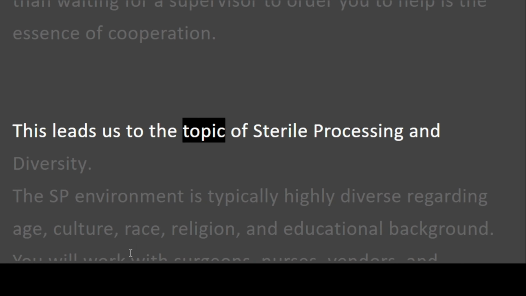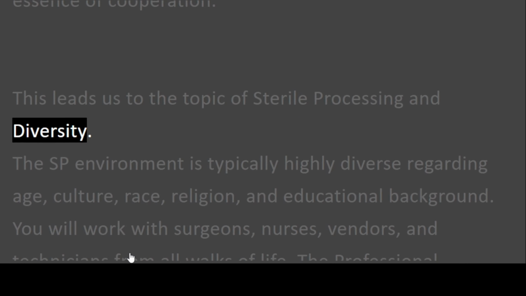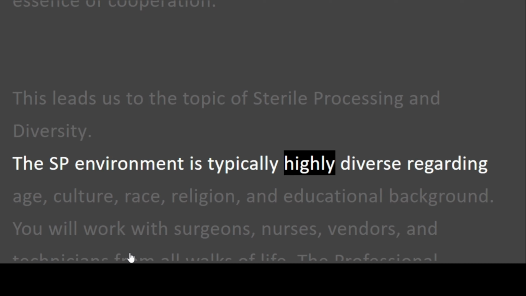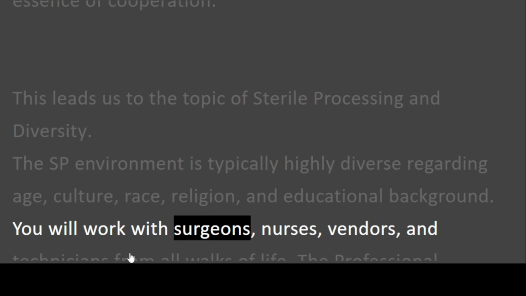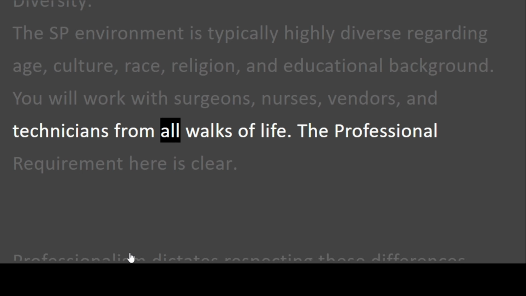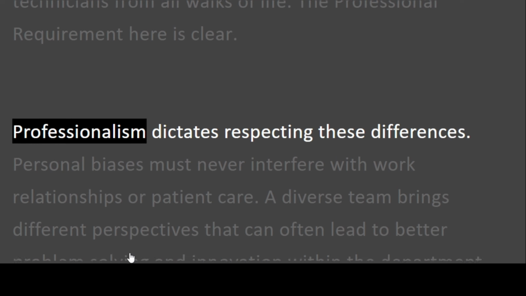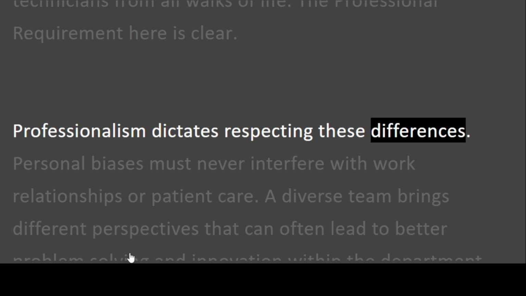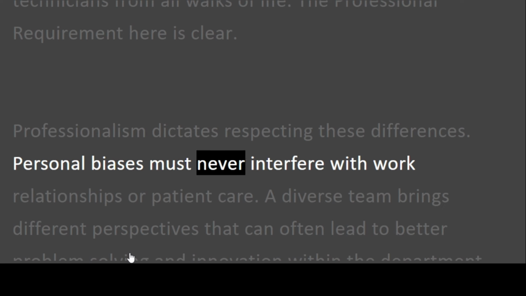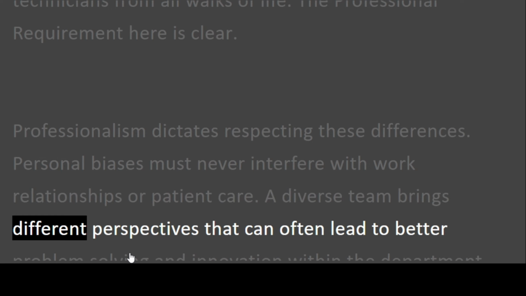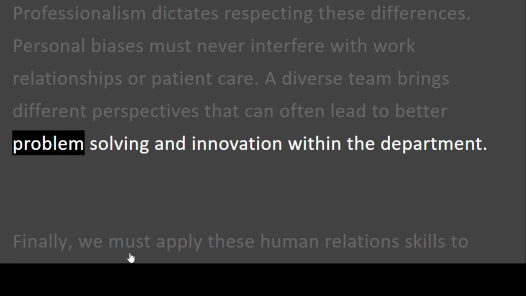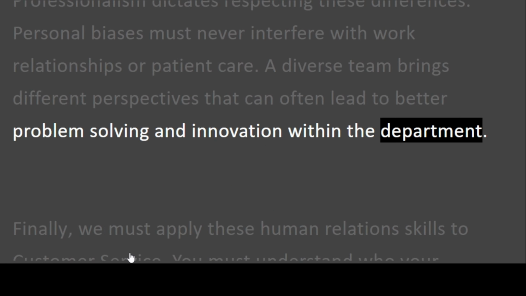This leads us to the topic of sterile processing and diversity. The SP environment is typically highly diverse regarding age, culture, race, religion, and educational background. You will work with surgeons, nurses, vendors, and technicians from all walks of life. The professional requirement here is clear. Professionalism dictates respecting these differences. Personal biases must never interfere with work relationships or patient care. A diverse team brings different perspectives that can often lead to better problem-solving and innovation within the department.